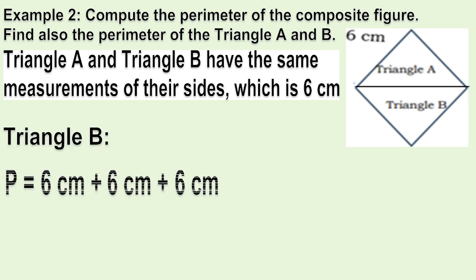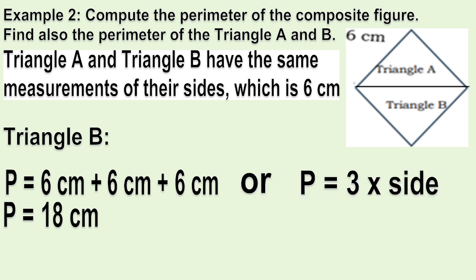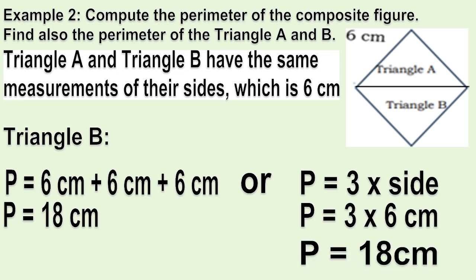In triangle B, perimeter equals 6 centimeters plus 6 centimeters plus 6 centimeters. So 6 plus 6 plus 6 equals 18. Or P equals 3 times side. P equals 3 times 6. So 3 times 6 equals 18.